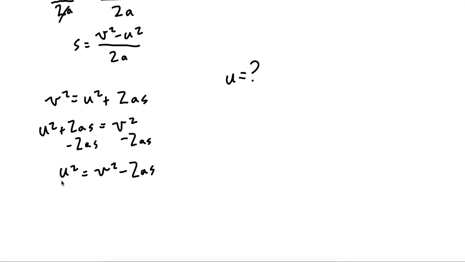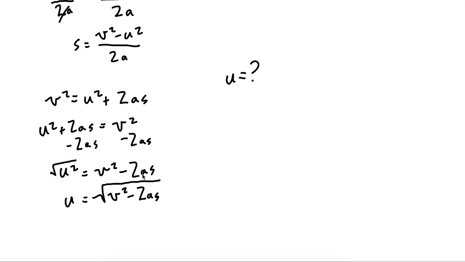And now, because I've got a u squared, I want to take the square root of both sides. If I take the square root of this side, I get the square root of u squared, which is just u. If I take the square root of this side, I can't actually do much more than just write it as the square root of v squared minus 2as. Because there's a sum there, I can't actually go square root of that minus square root of that.